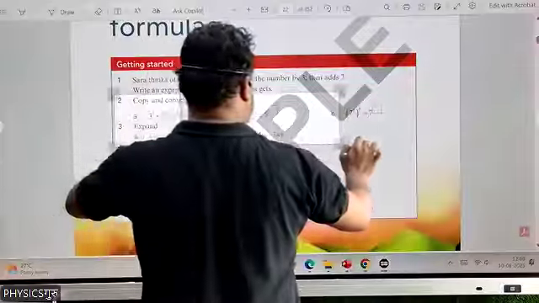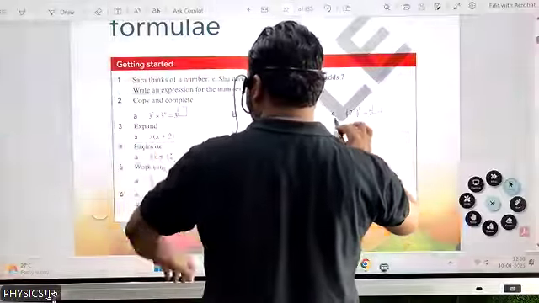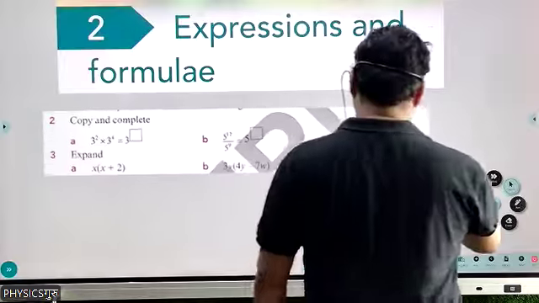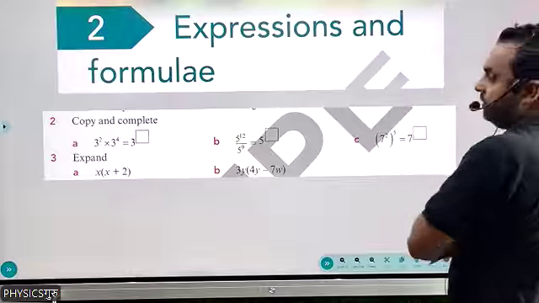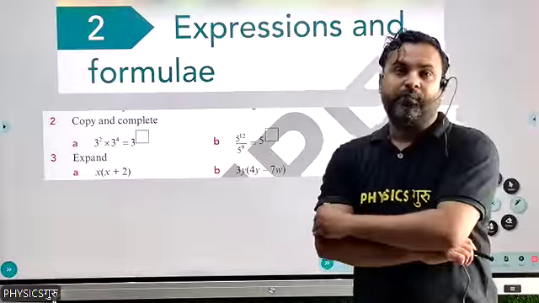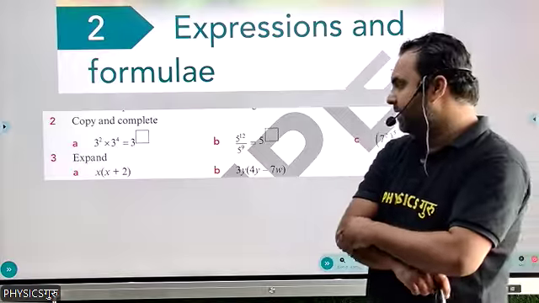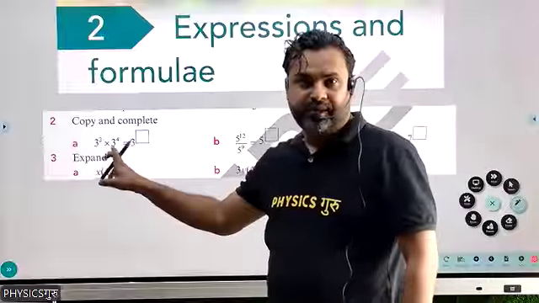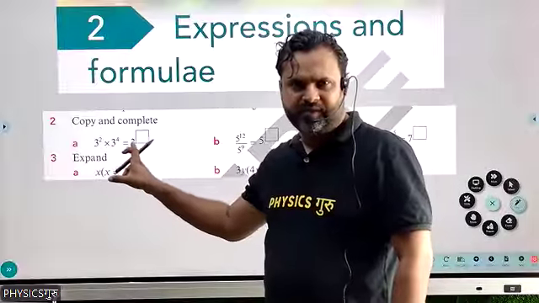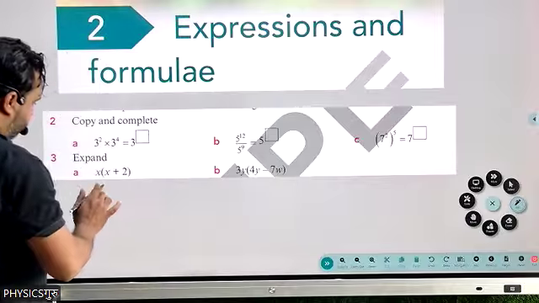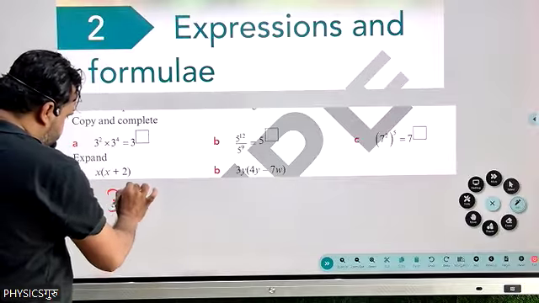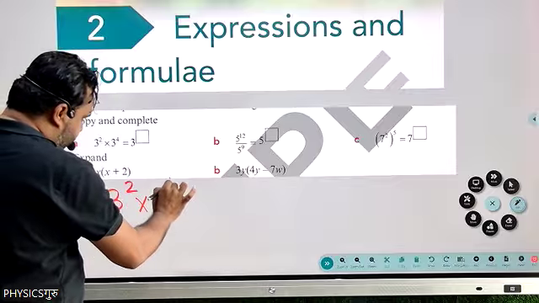Question number 2 and 3. We'll try to solve question number 2 and 3. Now see. Copy and complete. So the question says that 3 square into 3 raised to the power 4 is equal to, fill in the blanks is given, right? In order to solve such type of questions, we have 3 square into 3 raised to the power 4.